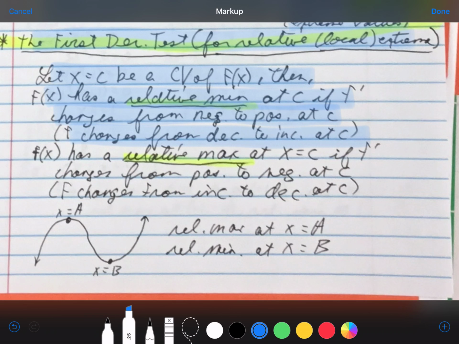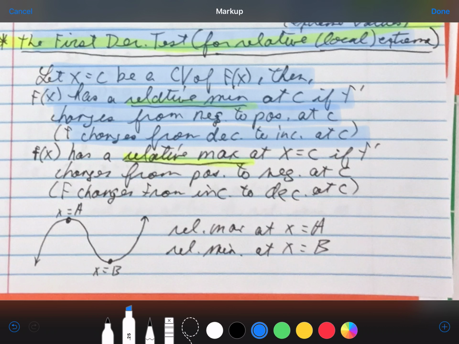So what's happening at x equals b at the bottom, right, where f is changing from decreasing to increasing, and again, that means our derivative is changing from negative to positive. So I don't even have to look at the graph. I find those critical values from where the derivative is either equal to 0 or undefined, and then I check to see what the value of the derivative is on either side of that critical value. And if that derivative changes from negative to positive, then I know that there's a relative minimum at that point.